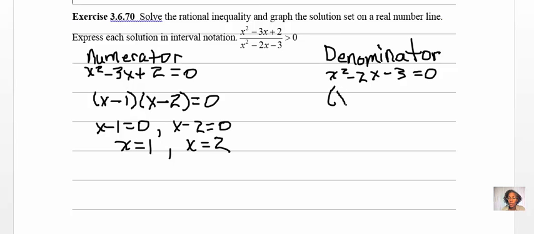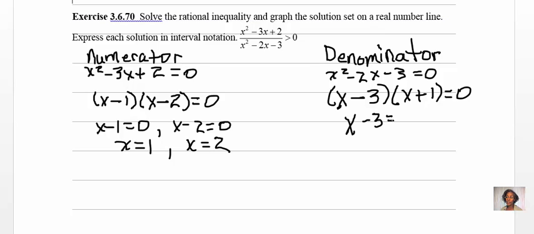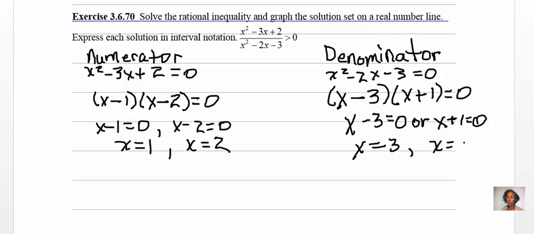Let's solve this equation, which factors into x minus 3 times x plus 1, and that's set equal to 0. And of course, this product will be 0 if either x minus 3 is 0 or the other factor, x plus 1, is 0. When I solve these, I find that x either needs to be 3 or x needs to be negative 1. So I have 4 boundary points.